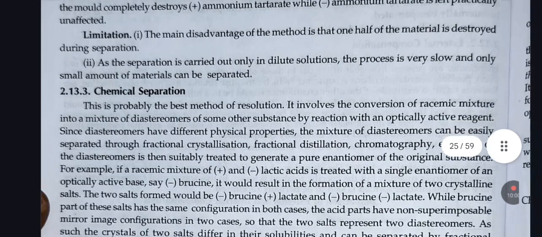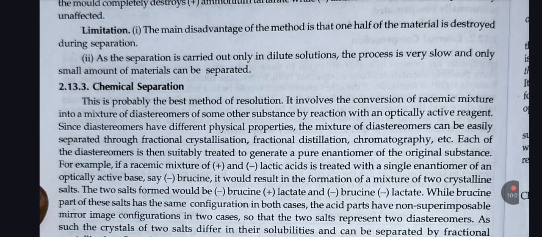Limitation. The main disadvantage of this method is that one half of the material is destroyed during separation. As the separation is carried out only in dilute solution, the process is very slow and only a small amount of material can be separated.